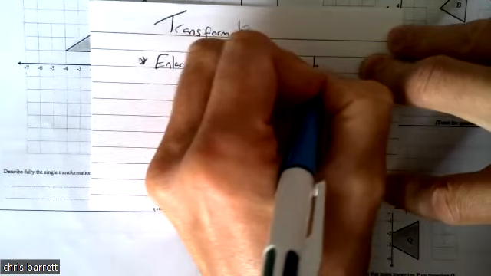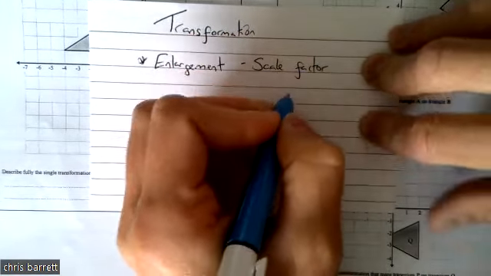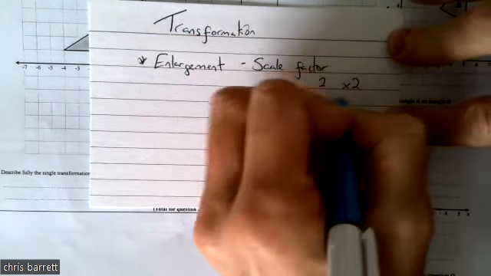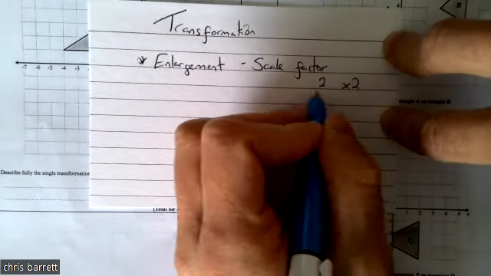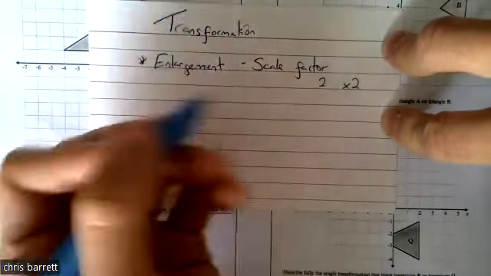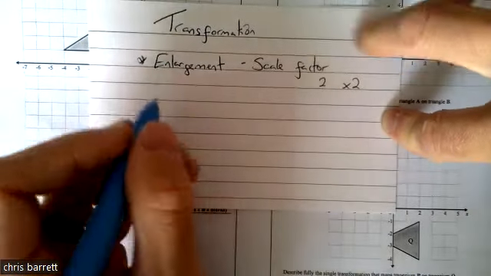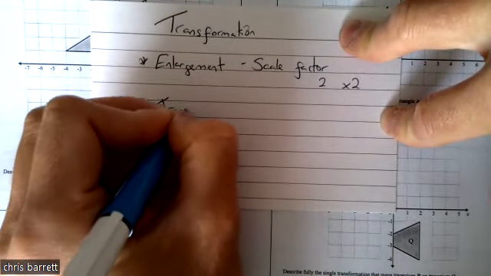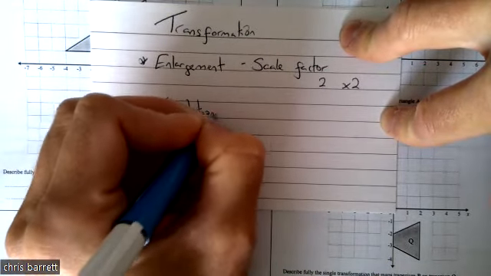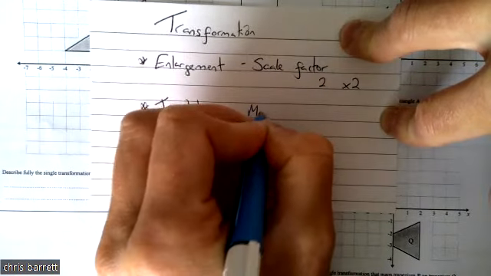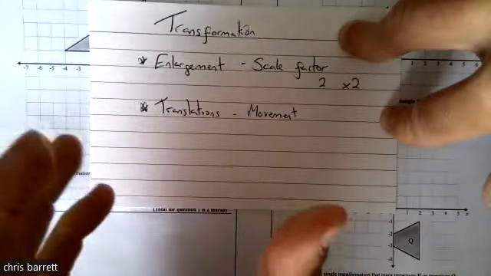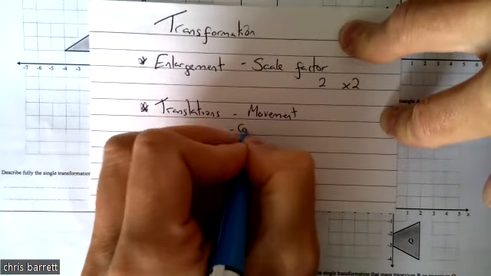A scale factor is then, for example, a scale factor of 2 would mean that your shape gets 2 times bigger. Scale factor of 3, 3 times bigger, 4, 4 times bigger, and so on. Okay. We've also got translations. Translations is all about the movement of the shape. Okay, so the shape will stay exactly the same, and we would use the word like congruent.